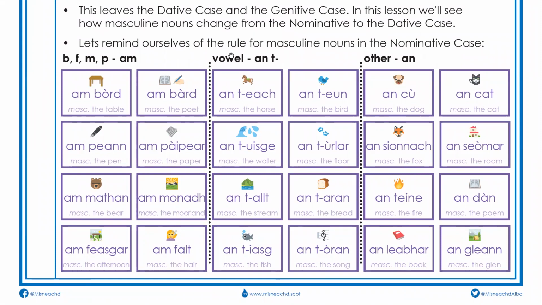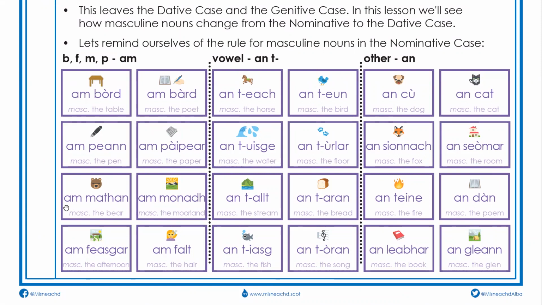So the rules for masculine nouns in the nominative case, as we've seen, if they start with a B, F, M, P, and this is what you sometimes hear, big fat mother pig or big fat member of parliament, whichever you prefer, B, F, M, P. These are labial sounds. You make them by putting your lips together. These all take the definite article am. So bòrd, am bòrd. Peann, am peann. Pepeth, am pepeth.